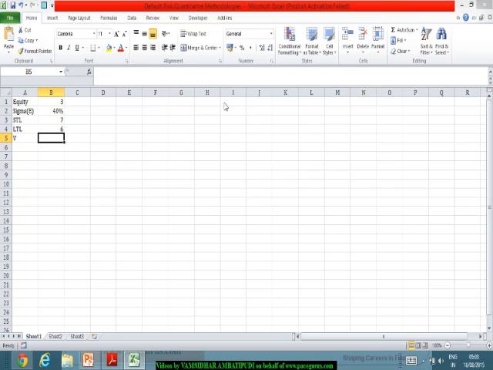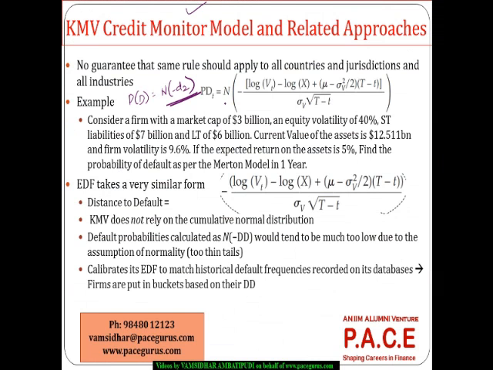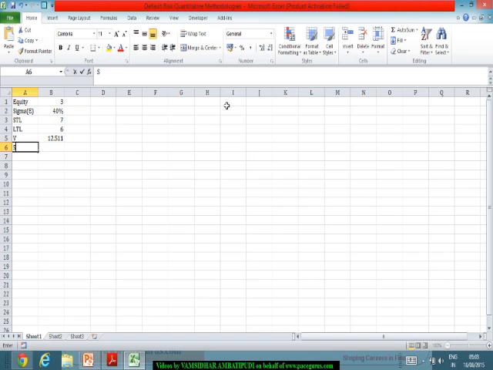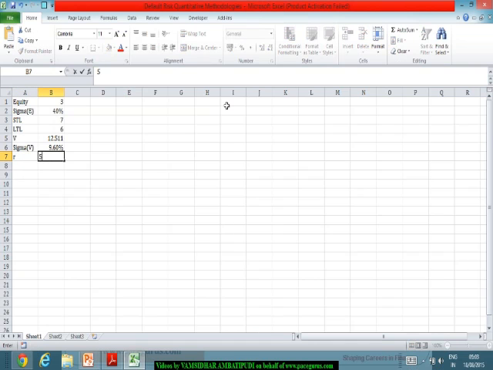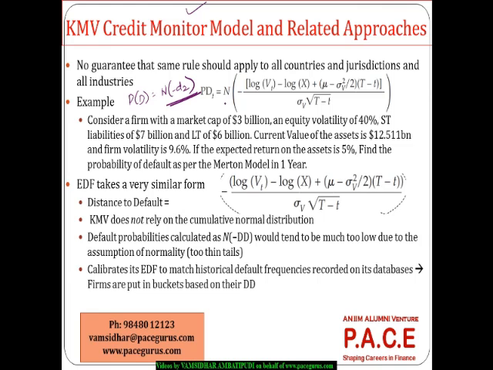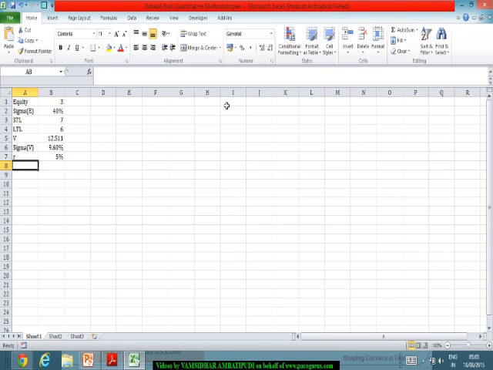Current value of the assets we are taking as 12.511 billion. Firm volatility: I am taking sigma of the overall firm as 9.6%. If the expected return on the assets R is 5%, find the probability of default as per the Merton model in 1 year. The time to maturity, I am taking it as 1.